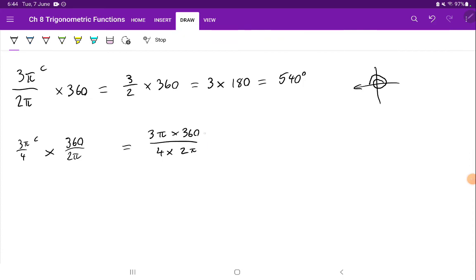Once again, I don't want to simplify the top if I don't have to. So instead, I'm going to recognize that I can divide 360 by 4, and that would be leaving me with 90. The pi's are going to cancel. So I'm going to get 3 times 90 over 2. 90 and 2 can cancel to give me 45. So I get 3 times 45. And that's equal to 90 plus 45, which is 135 degrees. Which, if we were drawing, would look something like that.